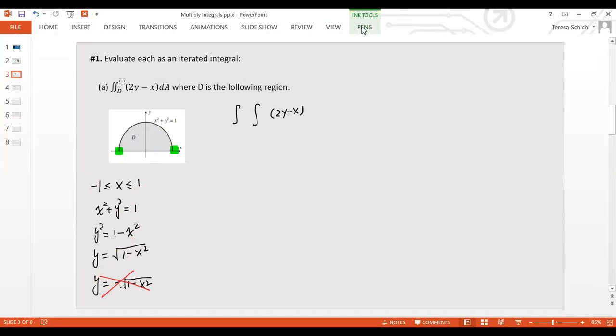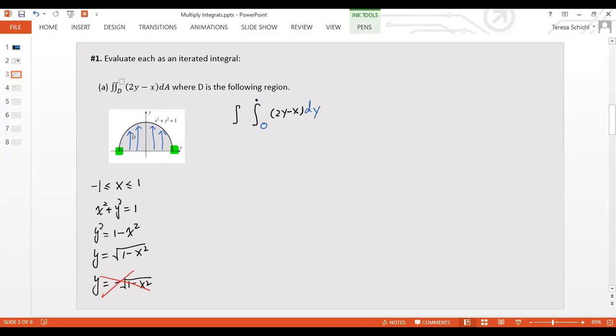In here, I need to do the y first. I need to integrate this out. So y is from here and here, right? So this is the y direction. That's why I'm going to put dy. So where does y start? Y starts at 0. Then y is going to end at this curve.